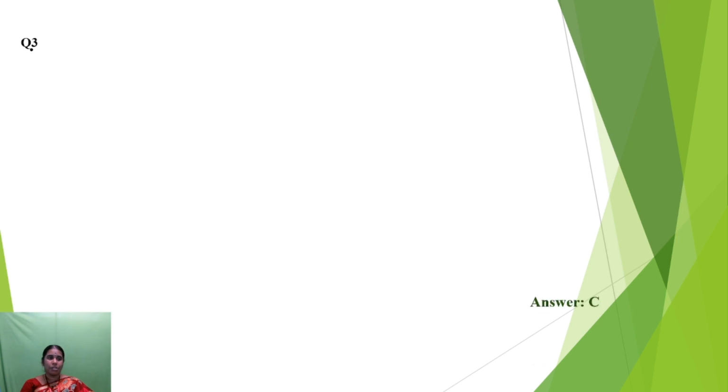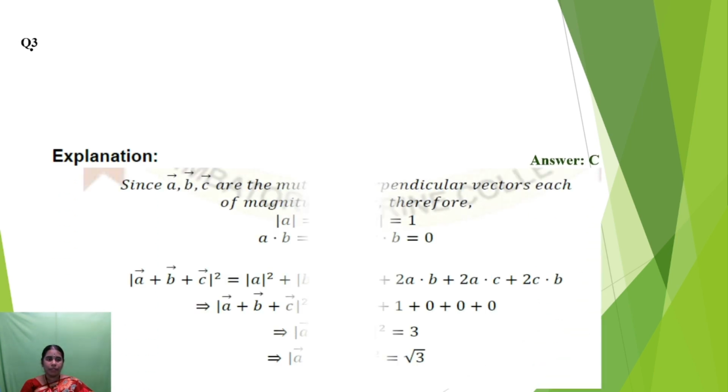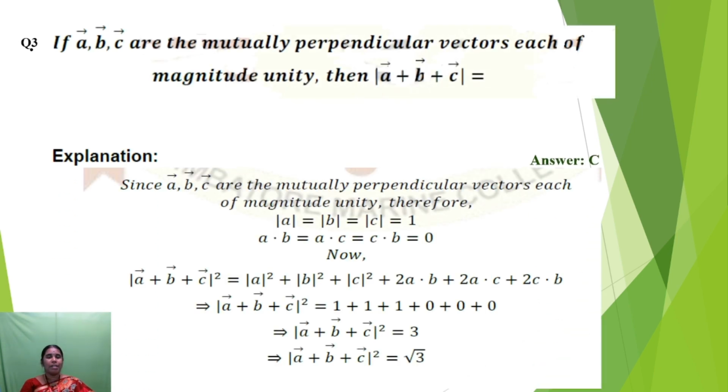Next question, question number 3. If A, B, C are mutually perpendicular vectors, each of magnitude unity, then modulus of A plus B plus C is dash. They are asking, if A, B, C are mutually perpendicular and of magnitude 1. The options are 1, 3, root 3 or 3 root 3. They have given that all are mutually perpendicular and unity.